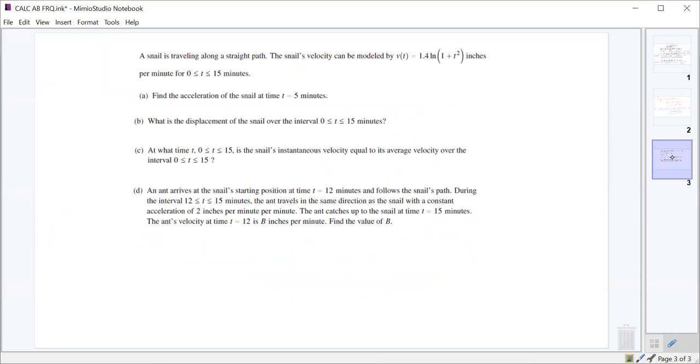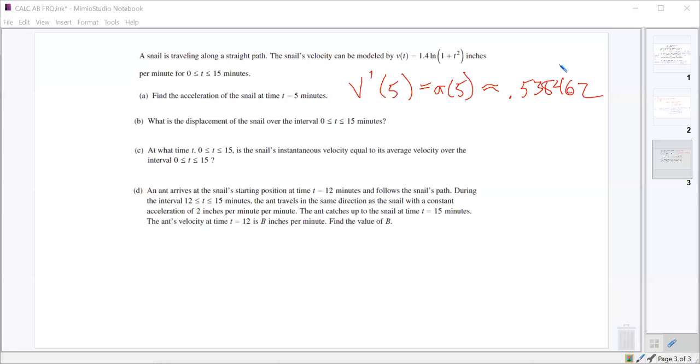For the first part, we just want to find the acceleration of the snail. We're given the velocity function of the snail. So if we want the acceleration, that ought to be really slow because it's a snail, but also it ought to just be the derivative of the velocity. V prime of 5 is A of 5. Your calculator will tell you what the derivative of 1.4 natural log of 1 plus t squared is at 5. Hopefully it'll tell you that it is 0.538462. That sound right to everybody?